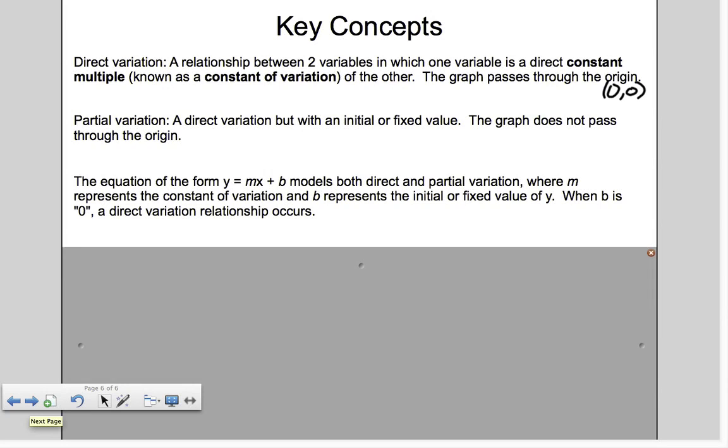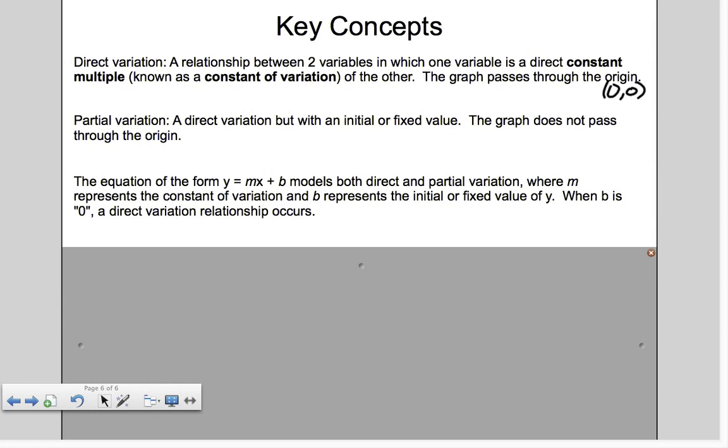So in general, the equation of the form y is equal to mx plus b models both direct and partial variation. So instead of here being an O, we just have a y. Instead of I, we have x. M is just that number that we multiply by, right? So in the computer program, the first one we multiply by 2. The second we still multiply by 2. Third one we multiply by 3. Fourth one we multiply by -2. So m is that value that we multiply things by. M is your constant of variation.